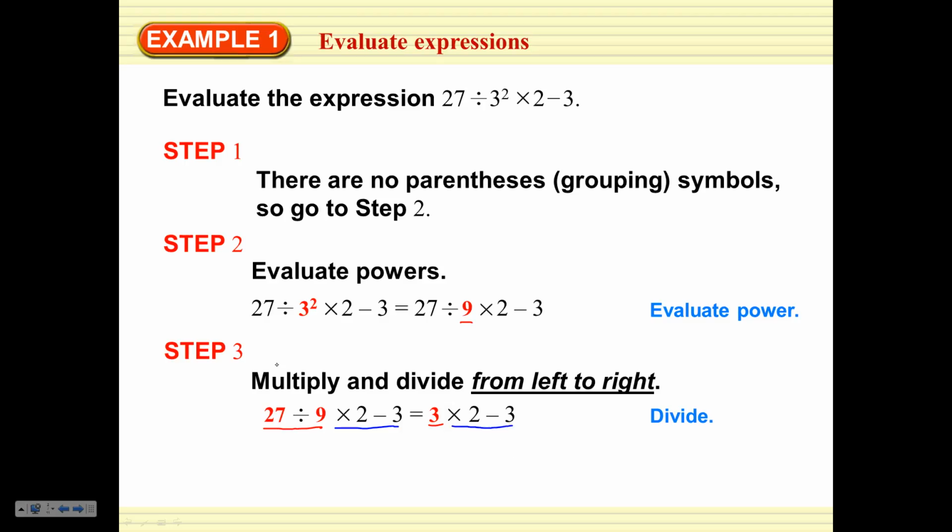Okay, so our next step is going to be 3 times 2, because that's the next thing we come to. That is multiplication or division. So we're going to evaluate that. 3 times 2 is 6. And then we rewrite the 6 minus 3. We're done with our step 3 of multiplication and division. There's none left, so we are done.